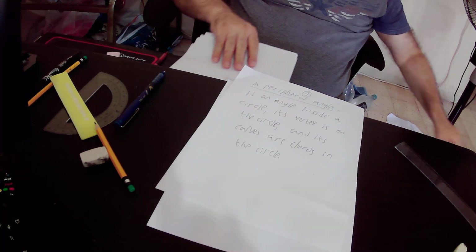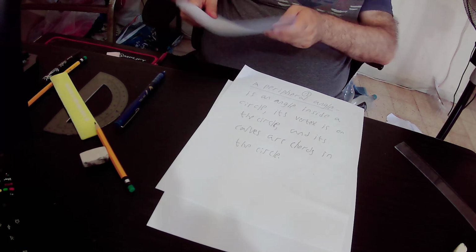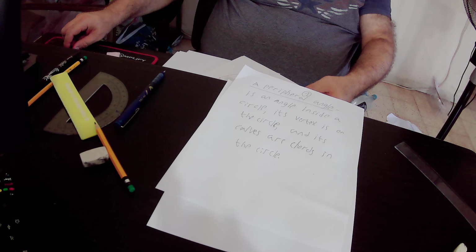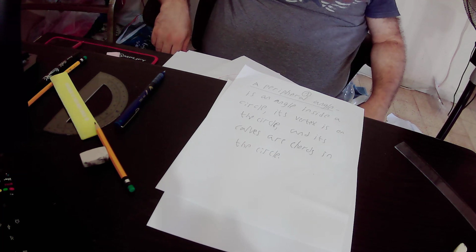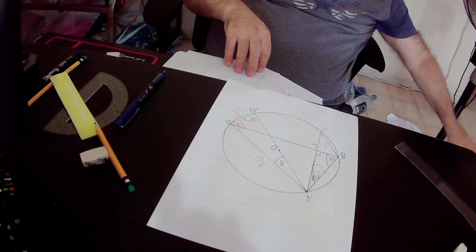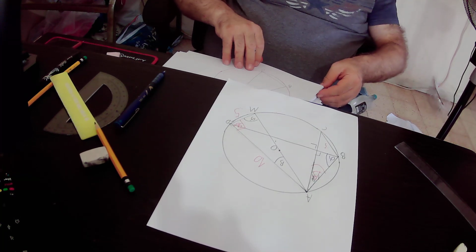Again, the definition of a peripheral angle. A peripheral angle is an angle inside a circle. Its vertex is on the circle, and its sides are chords in the circle. So I gave you an example of a peripheral angle.